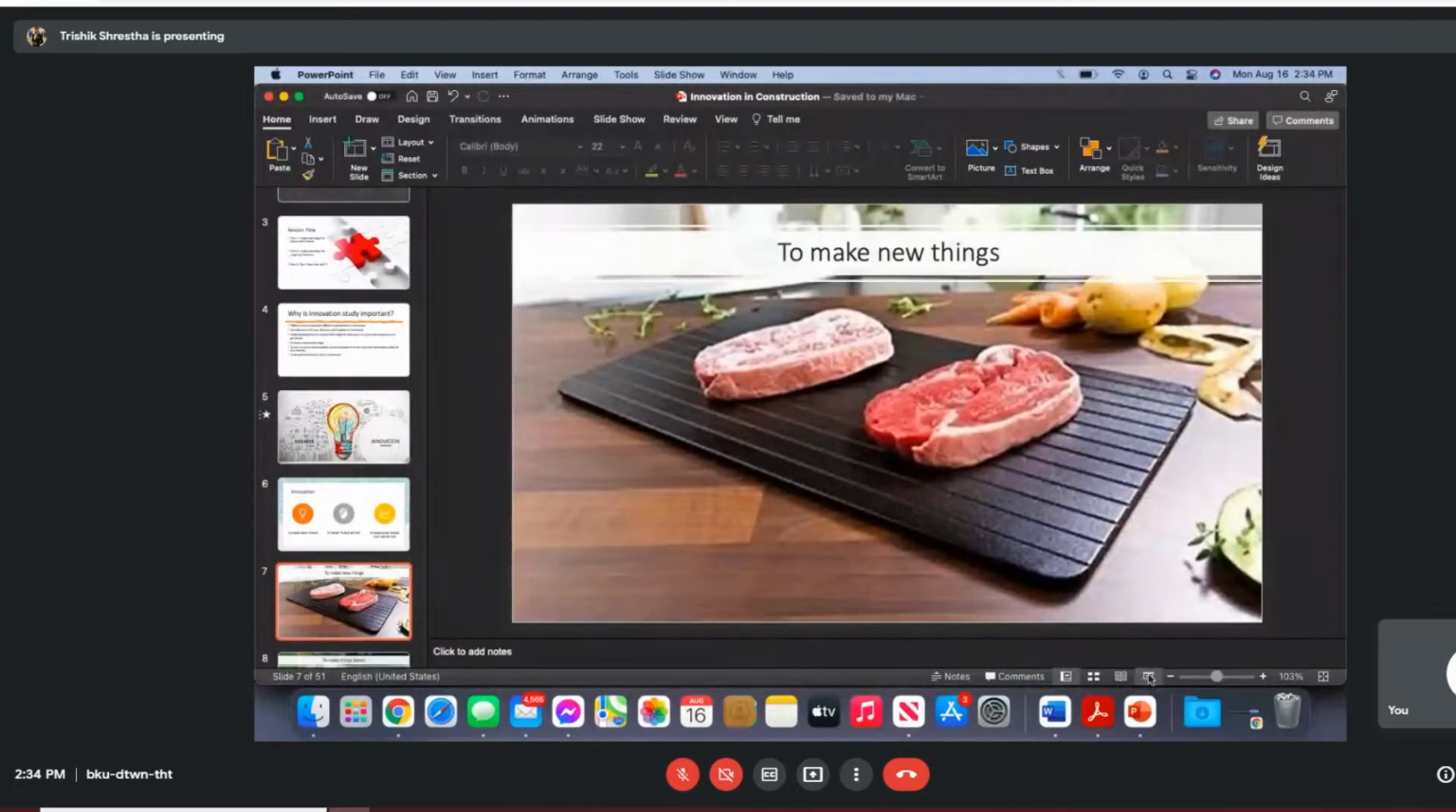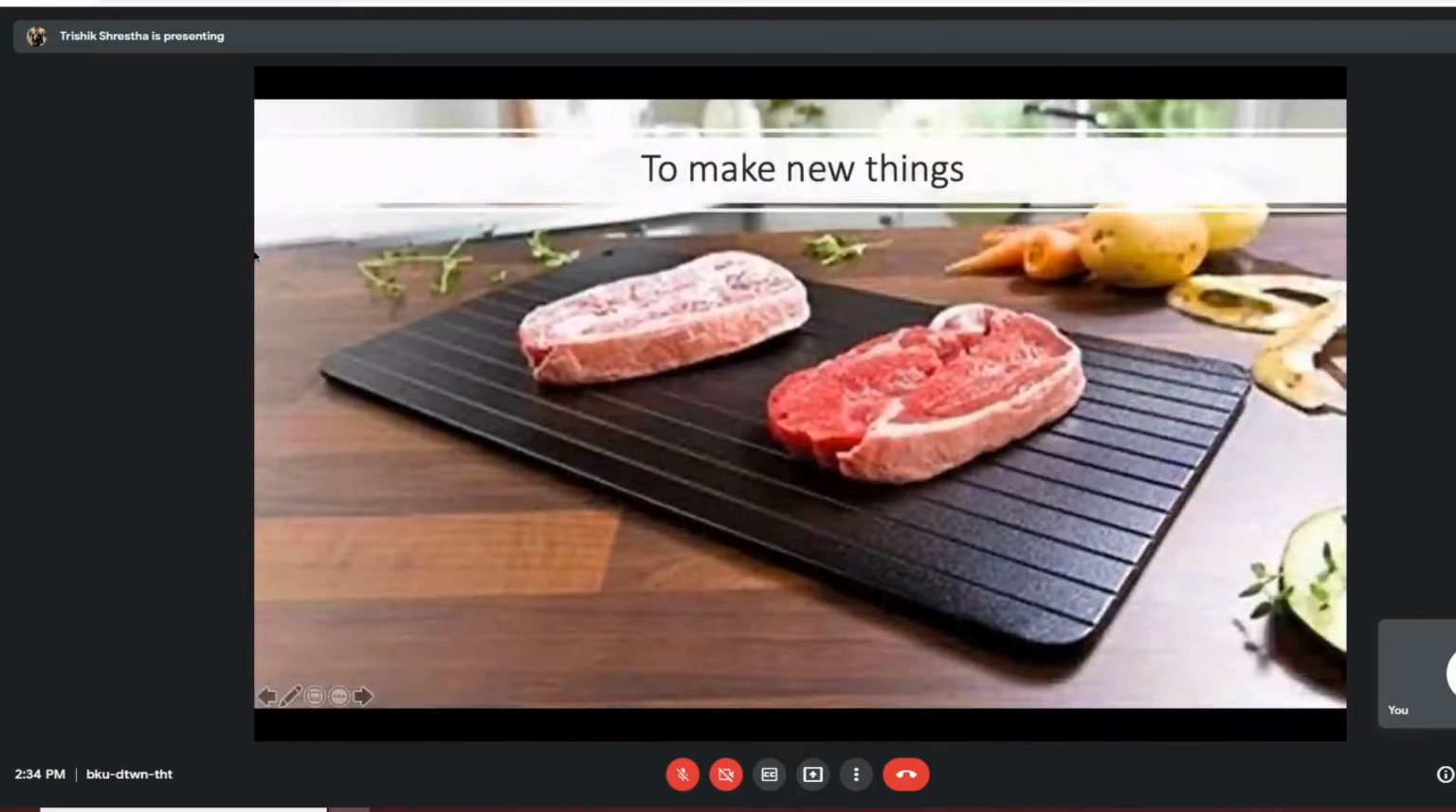So this is an example of making new things. Like, we had defrosting options, but then there are a lot of limitations. If you just happen to defrost it a bit more, happen to just set a time that is a bit more than is required, then the meat and the frozen item becomes ruined, and there are a lot of limitations. This particular item completely changed the game regarding the thawing out of frozen grocery items.